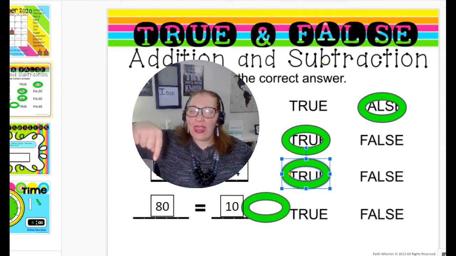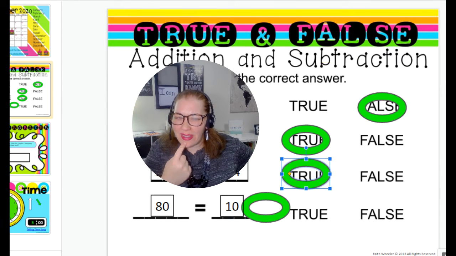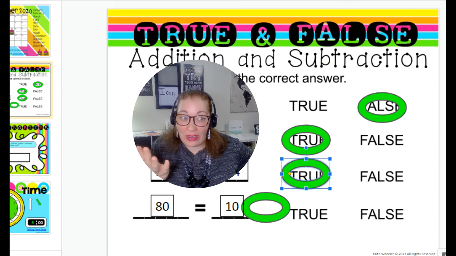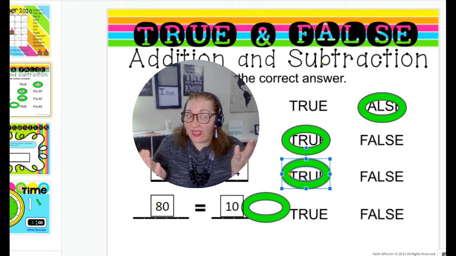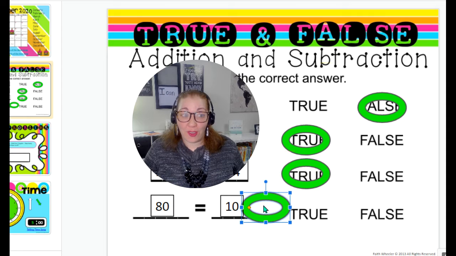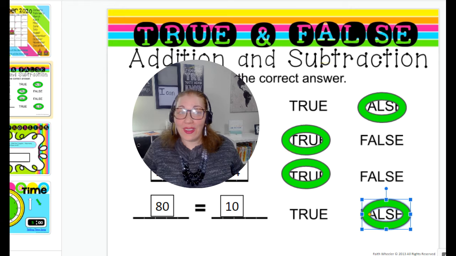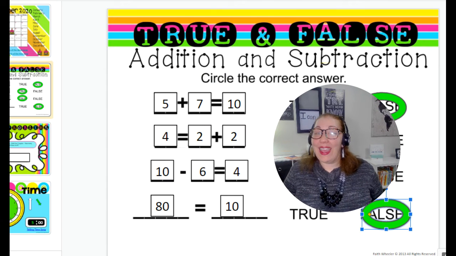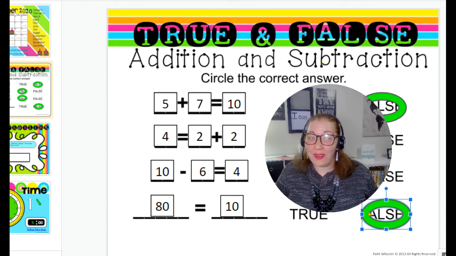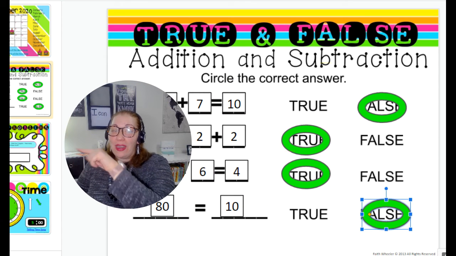How about 80 is equal to 10? Are those numbers the same? If you have $80 and $10, is that the same? No, so this one is false. So we're going to click once and then drag it to false. And we're done with this one. Okay, so you did true and false, addition and subtraction. Now let's go to our next slide.